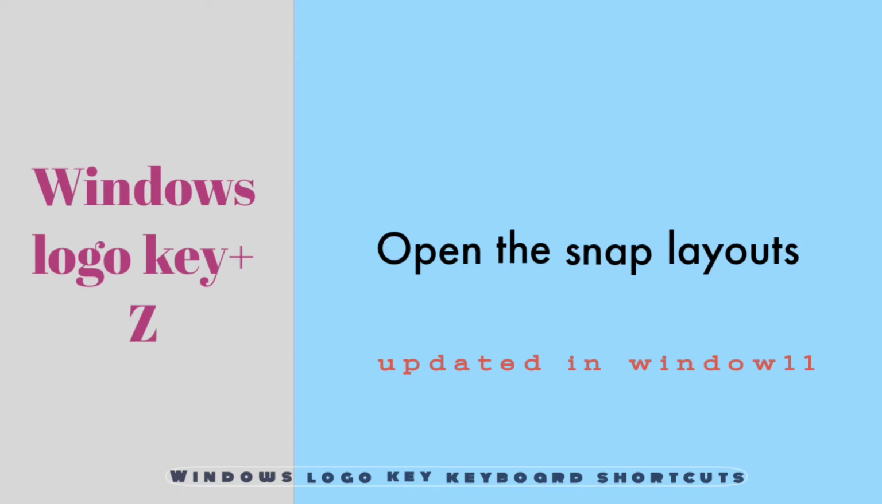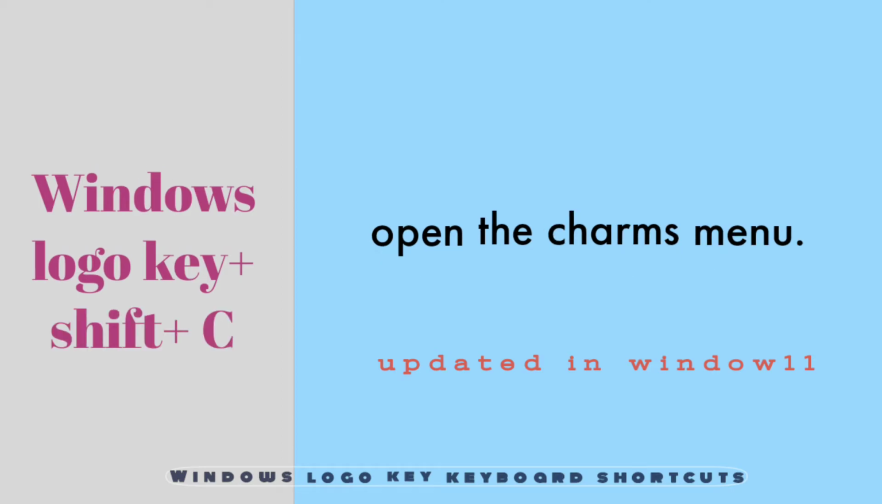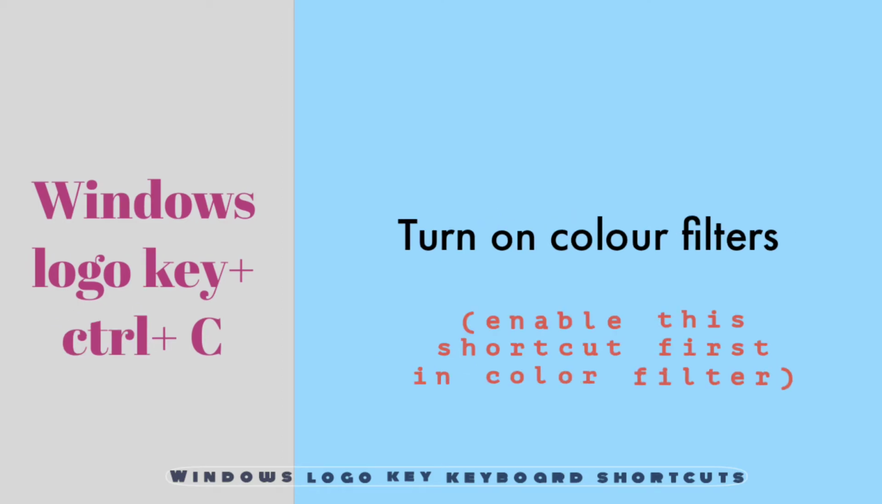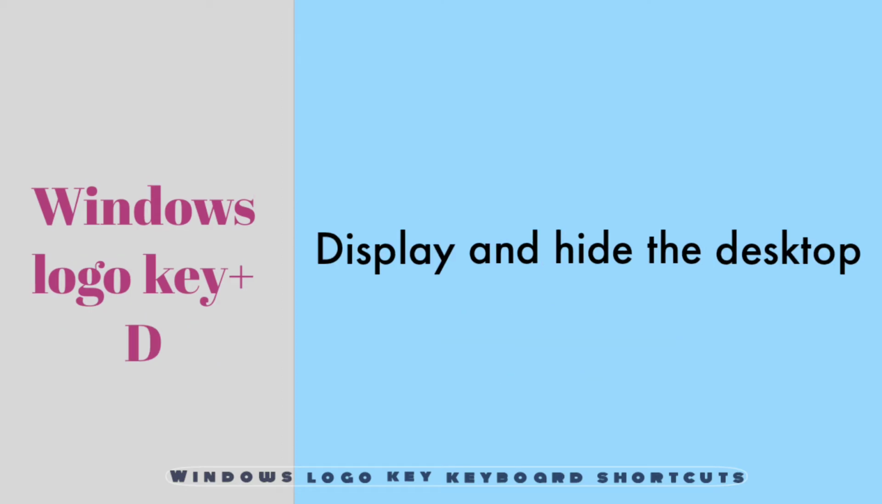Windows logo key with G opens the snap layouts. Windows logo key with Shift and C opens the charms menu. Windows logo key with Control and C turns on color filters. Windows logo key with D displays and hides the desktop.